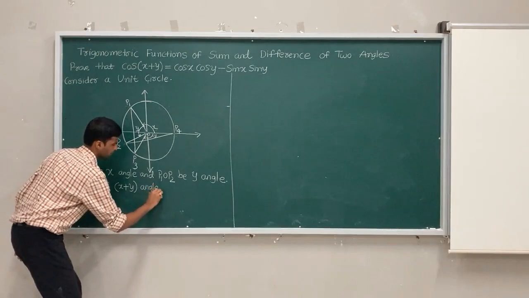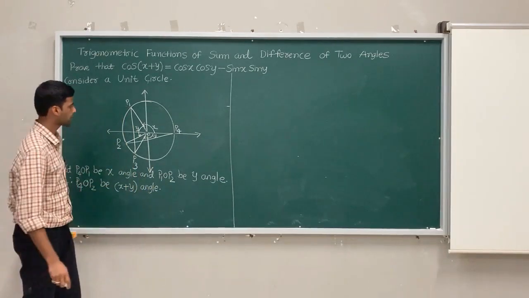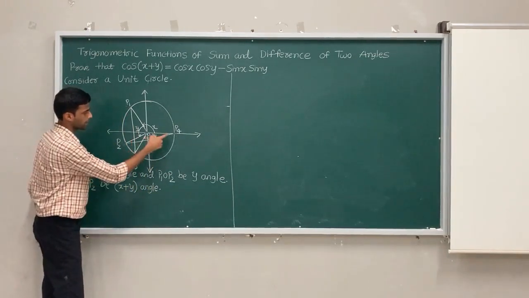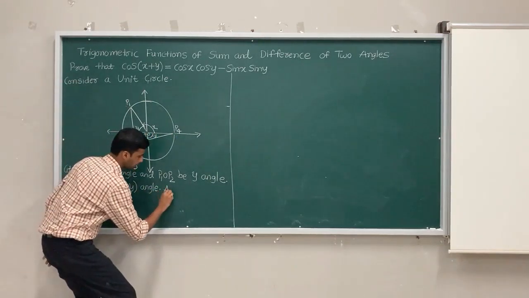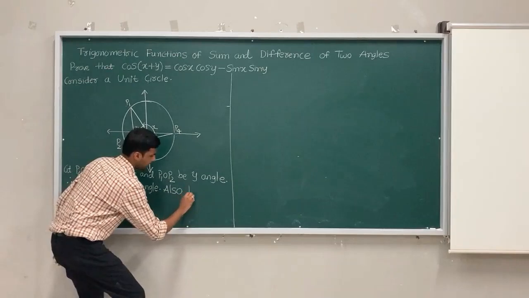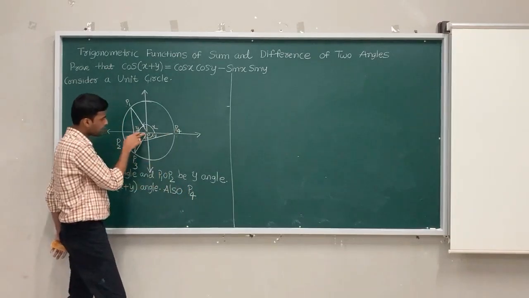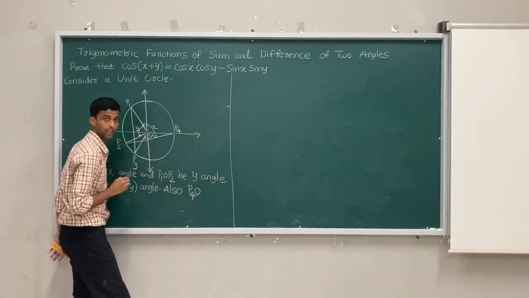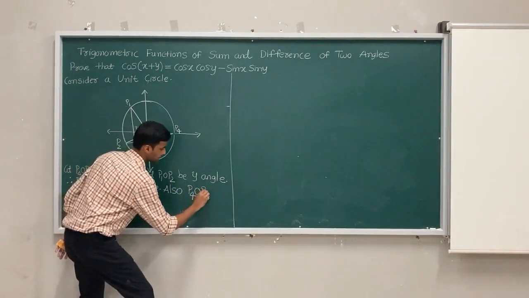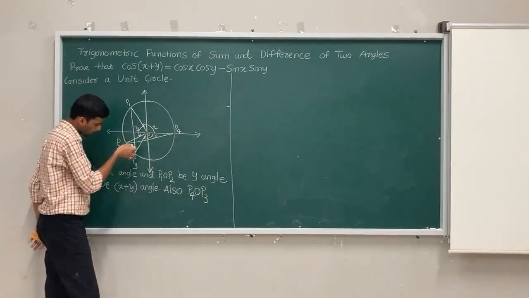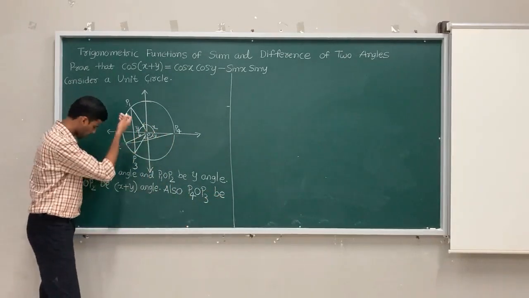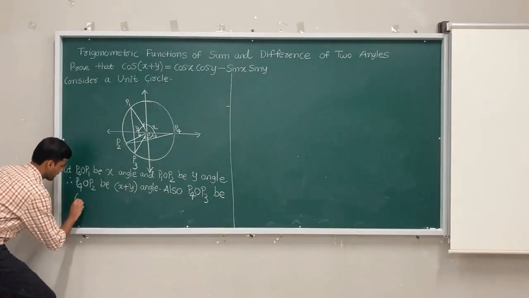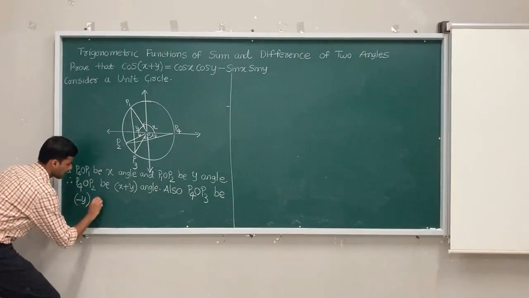Hope you understood. Now what is remaining? Minus y. Minus y is nothing but P4OP3. Also, you just check P4OP3. It is in what direction? Clockwise direction. Therefore write it as a minus y angle.